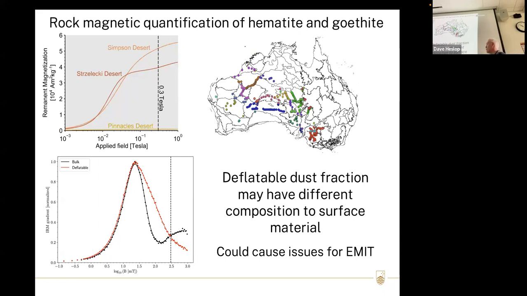And when you look at the two IRM curves, you can see that in this high field region, they are actually different. Now, one of the things that EMIT has to assume is that the dust is going to have the same composition as the ground surface. But what we're able to show quite clearly with these simple IRM experiments is that the dust and the land surface are different. So this may be an issue for EMIT, and it's the kind of thing that we can test quite easily using environmental magnetism.